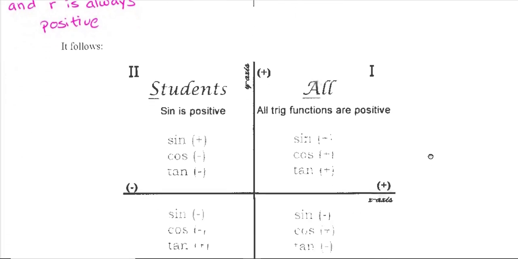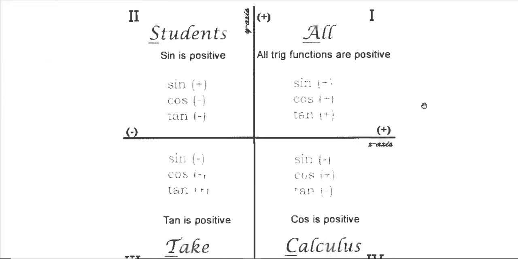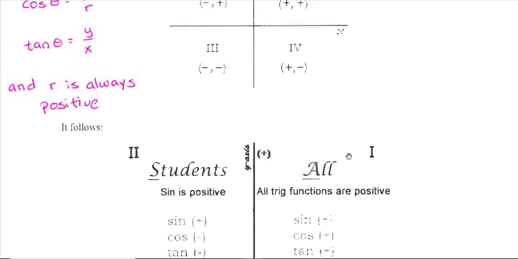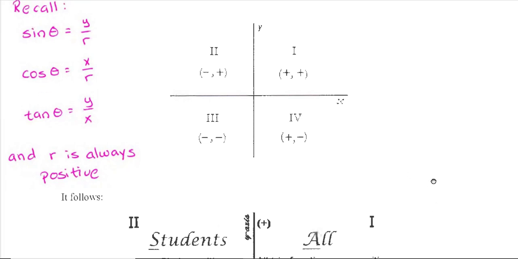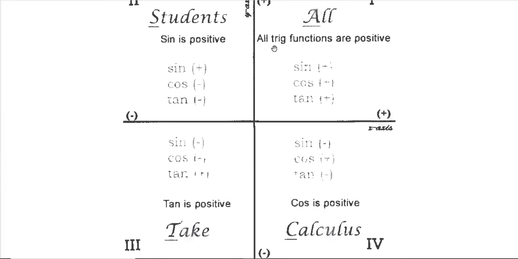And when you put it all together, it'll follow this pattern here. A lot of students refer to this as All Students Take Calculus, or All-Star Trig Class, or Alvin, Simon, Theodore, the Chipmunks. And we're just talking about your 3 trig functions here, sine, cosine, and tangent. The A stands for all. All trig functions are positive in quadrant 1. The S stands for sine. Only the sine is positive in quadrant 2. Cosine and tangent are negative. In quadrant 3, T stands for tangent. Only the tangent is positive. Sine and cosine are negative. And in the 4th quadrant, C stands for calculus.